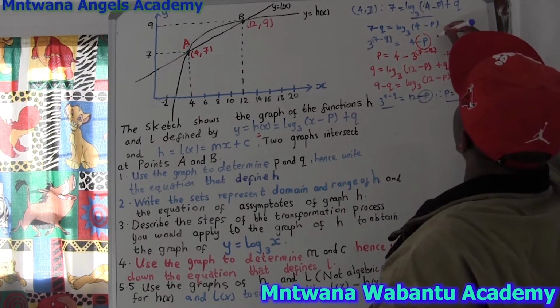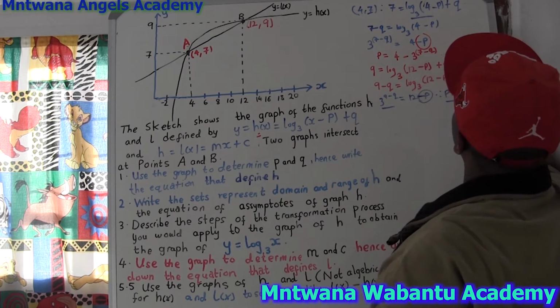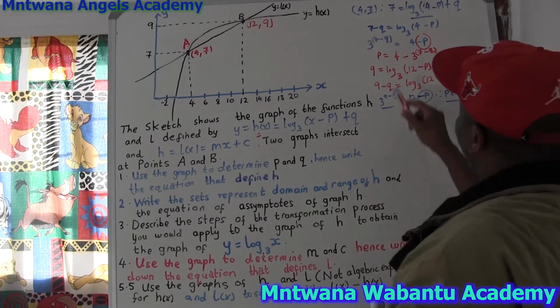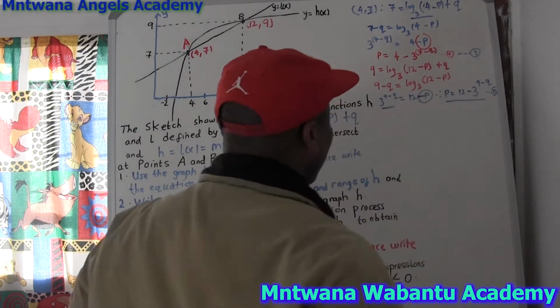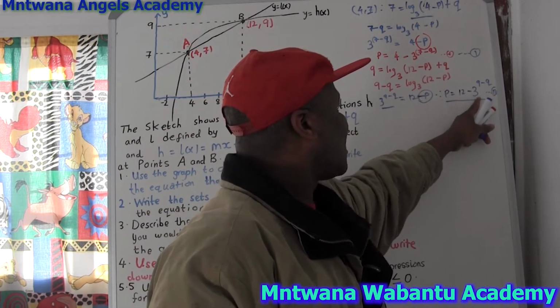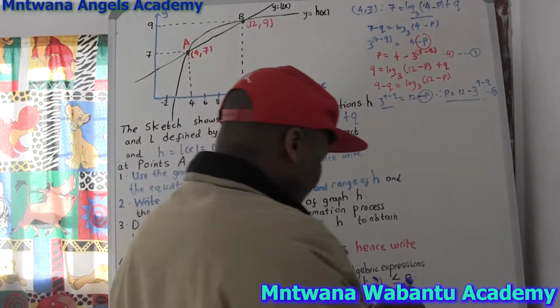Now, where is the first equation and the second equation? Both equal p. You know what I'm saying? Since this equals p and this equals p, I can equate them. So let me take this equal to this. Okay, now we go.